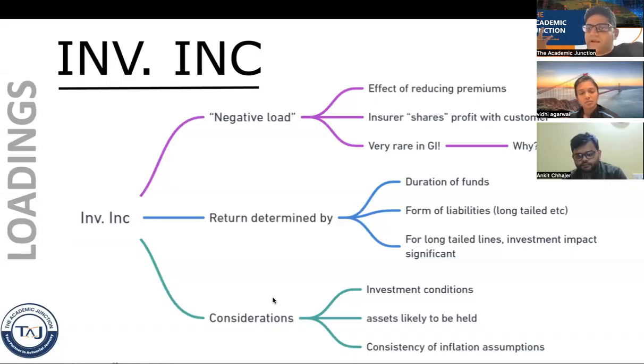So if there's a 4-marker on how investment income is accounted for in insurance pricing, you just have to mention this. You have to reference this slide and explain how it is a negative load, what the returns are determined by, and what the considerations are. I think you'll get full marks there. Clear?